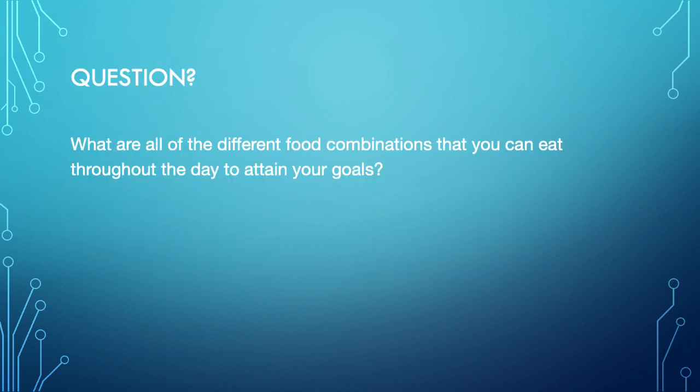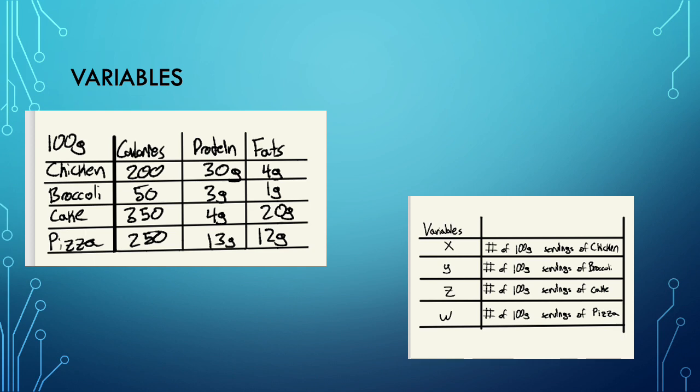So, what is the question? What are all of the different food combinations that you can eat throughout the day to attain your goals? And converting all the nutritional facts into variables, we are going to say let X be the number of 100 gram servings of chicken, Y be the number of 100 gram servings of broccoli, Z be the number of 100 gram servings of cake, and W be the number of 100 gram servings of pizza.